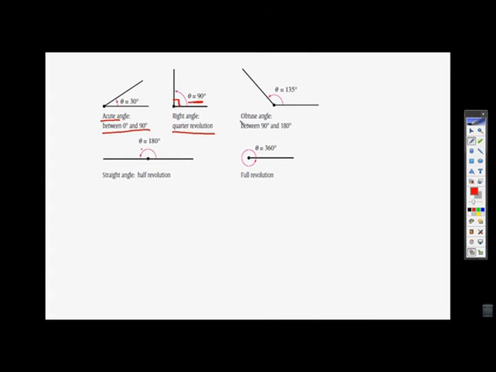Obtuse angles are any angles between 90 and 180. A straight angle, or a half revolution, is exactly equal to 180 degrees. And we have our full revolution. An angle that opens all the way around would be a full 360 degrees.